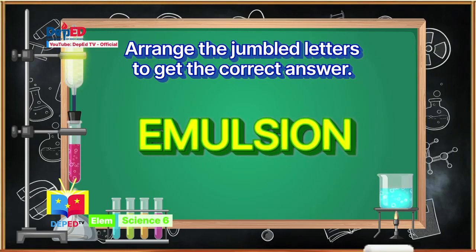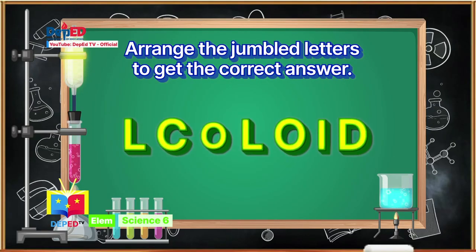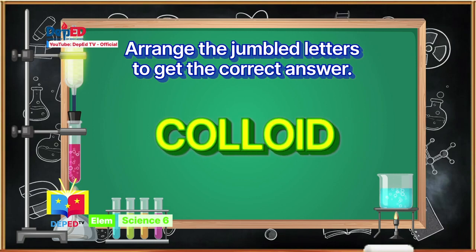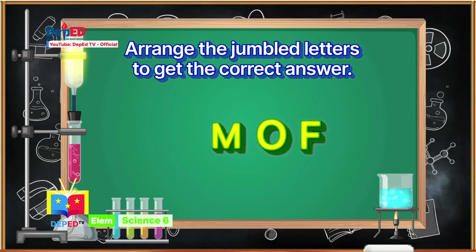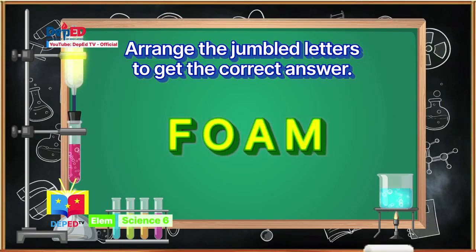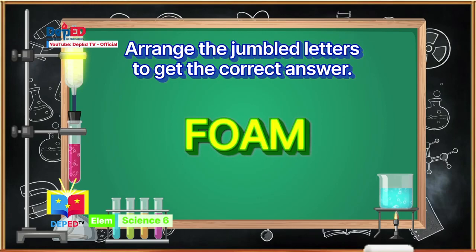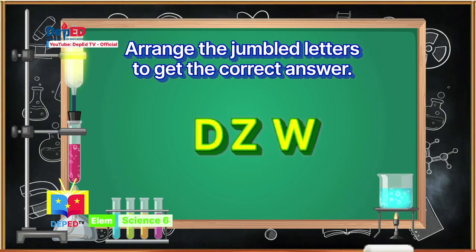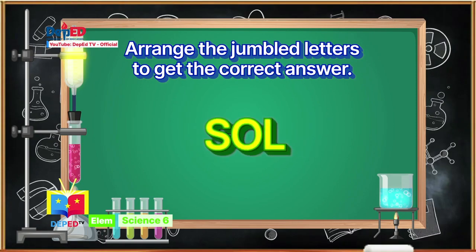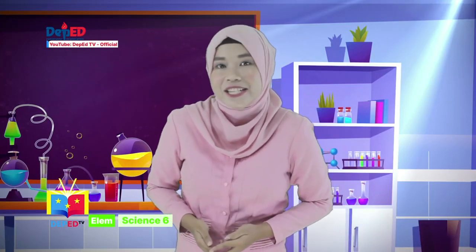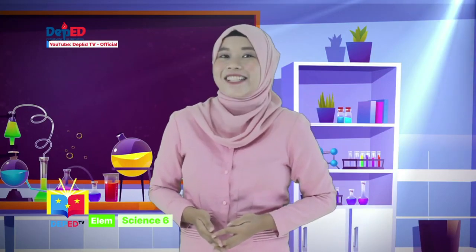The correct answer is emulsion. The correct answer is colloid. Just a few more jumbled letters. Right. The correct answer is foam. The correct answer is sol. Wow! You did great! Later, you will know what these words are after we review what you have learned from our topic on solution and its characteristics.